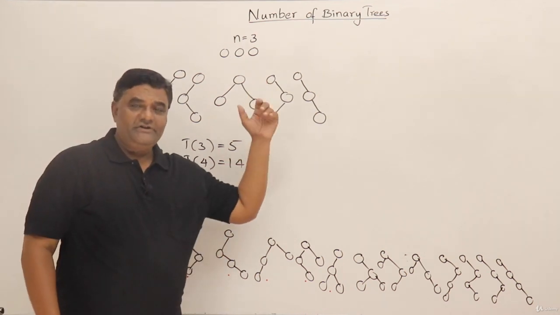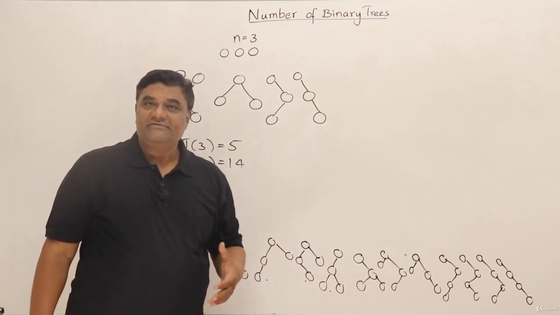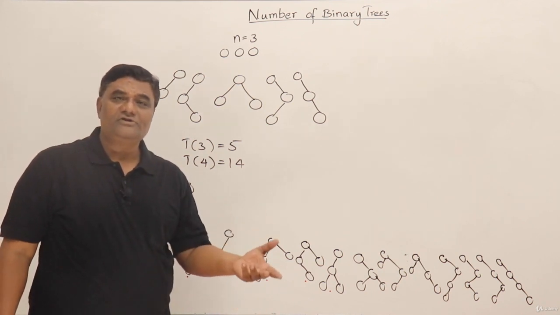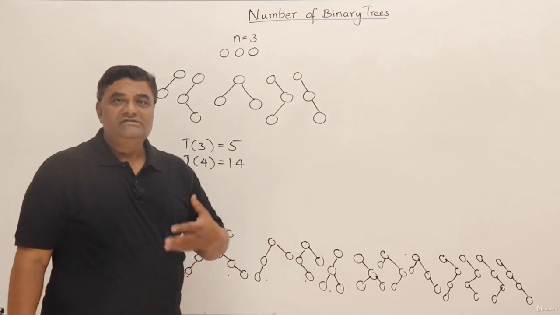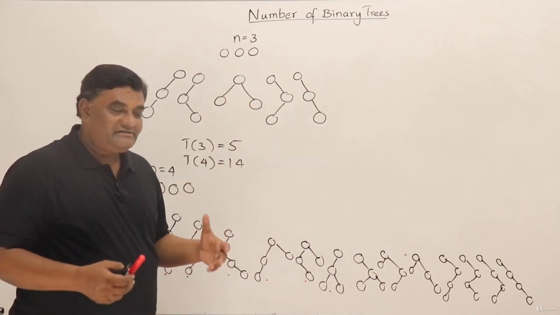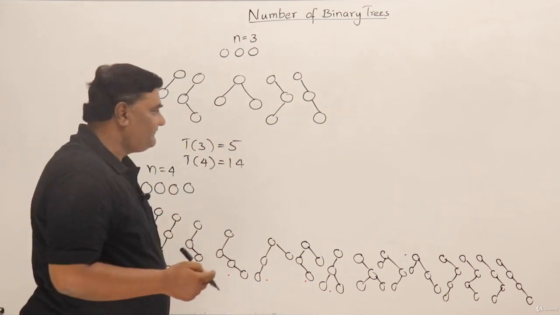So for 3 nodes, we got the number of trees as 5, and for 4 nodes, we got 14. Then for 5 nodes, how many will it be? For 6 nodes, how many? Shall I draw every time and check them? No. Just for observation, I have drawn them, to explain what is meant by the number of trees. Now, there must be some formula for this. Yes, there is some formula.